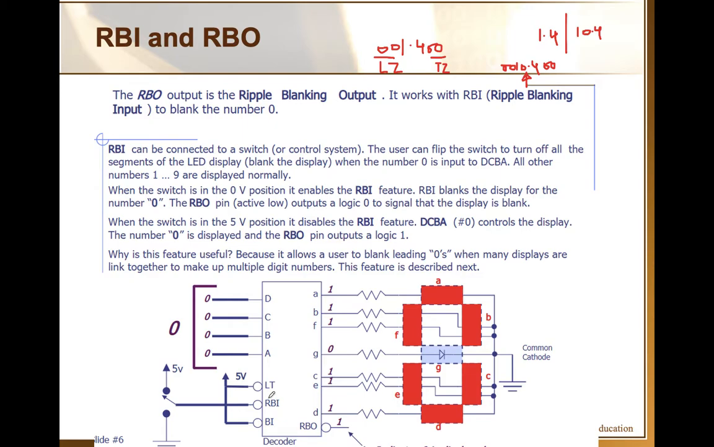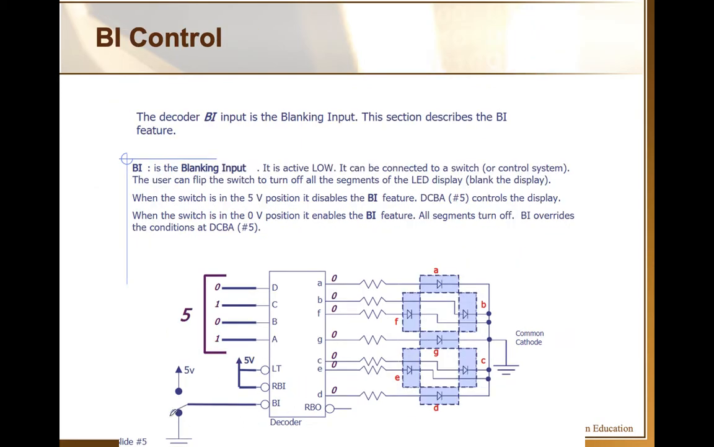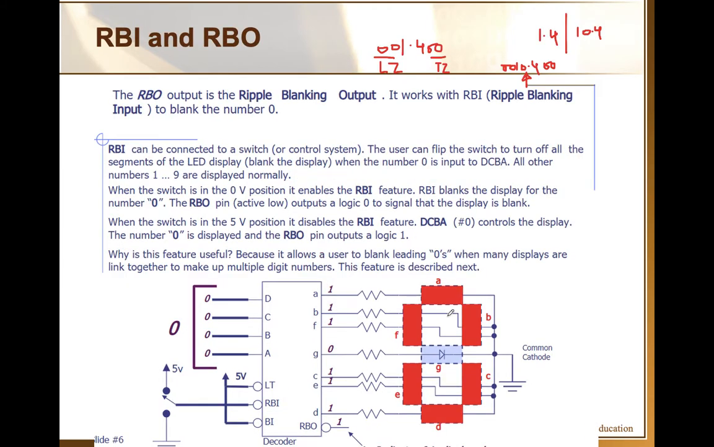What does it mean that it is enabled? It blanks out the input, but only zero input. That's the beauty of it. BI was blanking out any input, RBI only blanks zero. I repeat, BI, that I discussed beforehand, blanks out any input. As you can see here, when BI is connected with zero, anything on the input lines will be blanked out, meaning it will not be displayed. However, RBI and RBO are only for suppressing leading and trailing zeros.